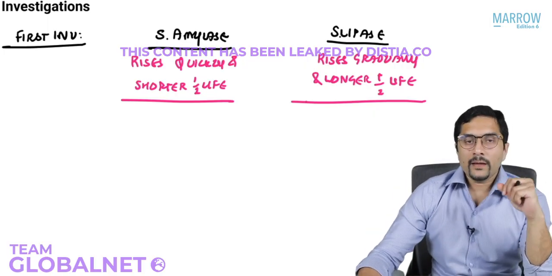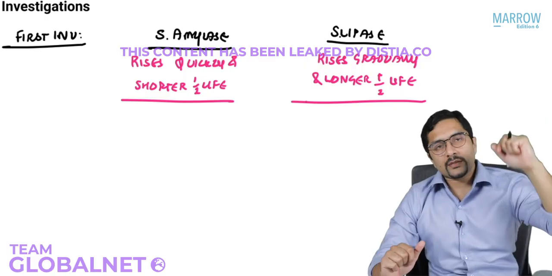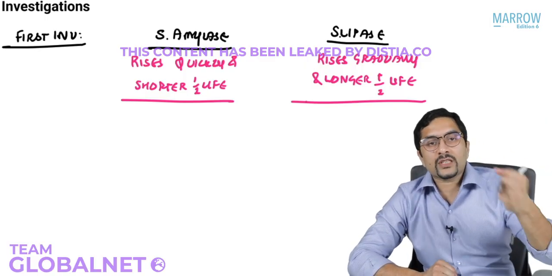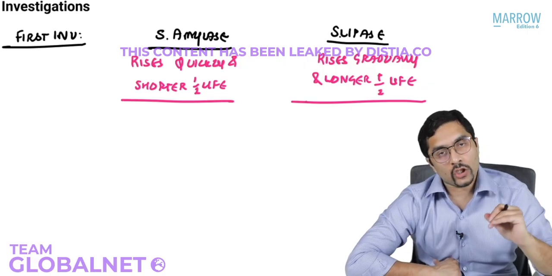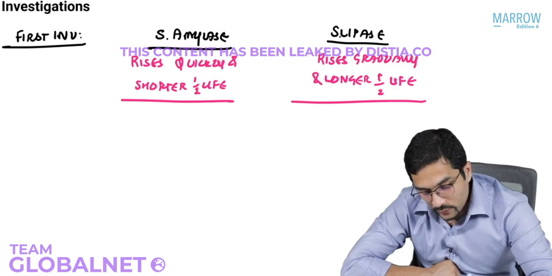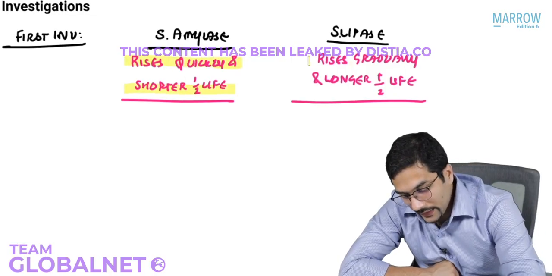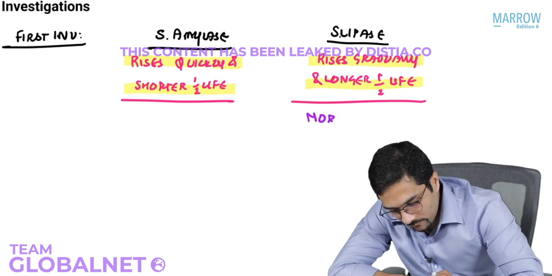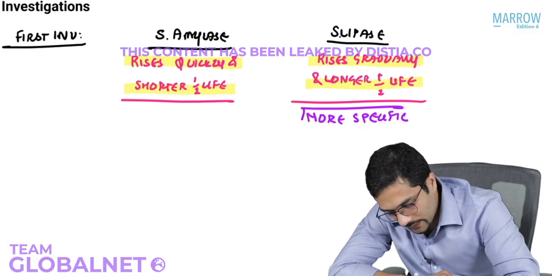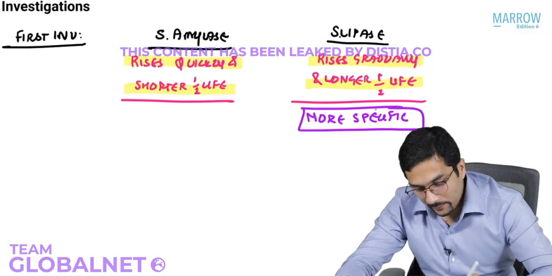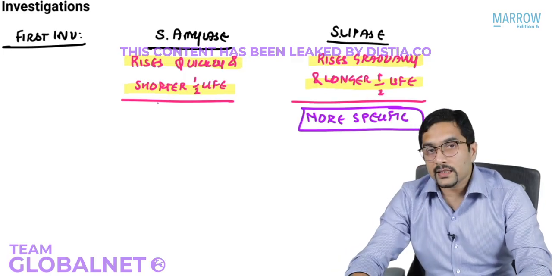So why is this important? Because supposing the patient only comes after 3 or 4 days, then in those patients the amylase values can be low because the half-life is shorter, but lipase will be high. So that is why we send out both amylase and lipase. And you should know that lipase is more specific for acute pancreatitis than serum amylase. Amylase can be raised in other conditions as well.